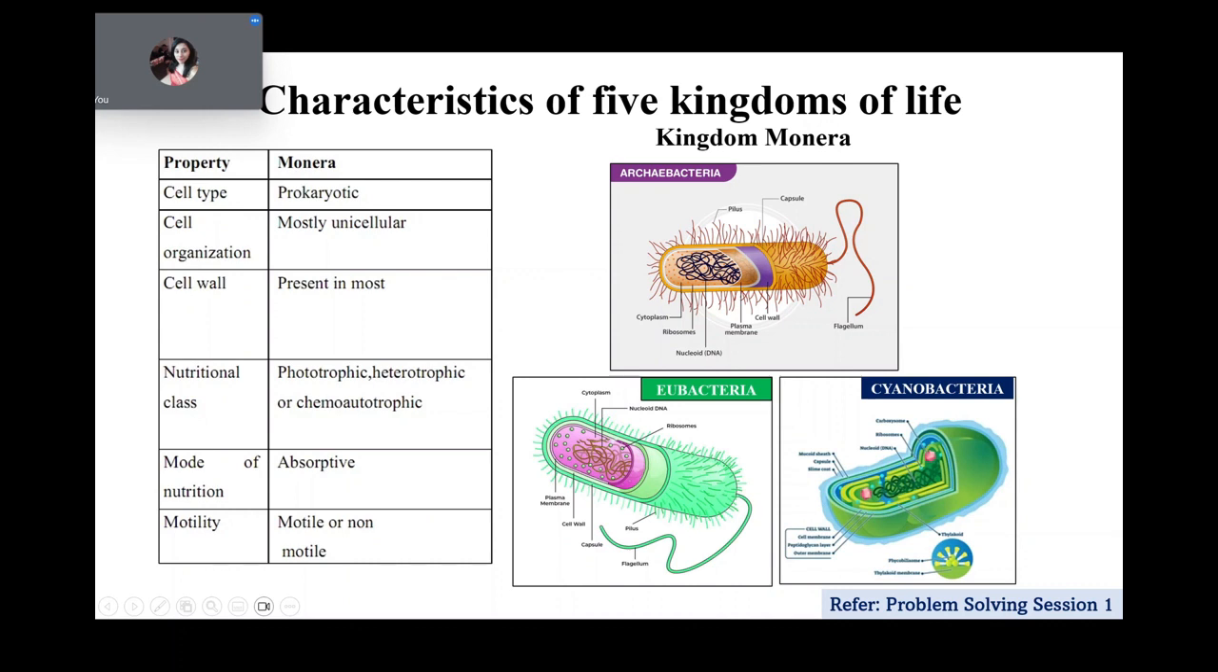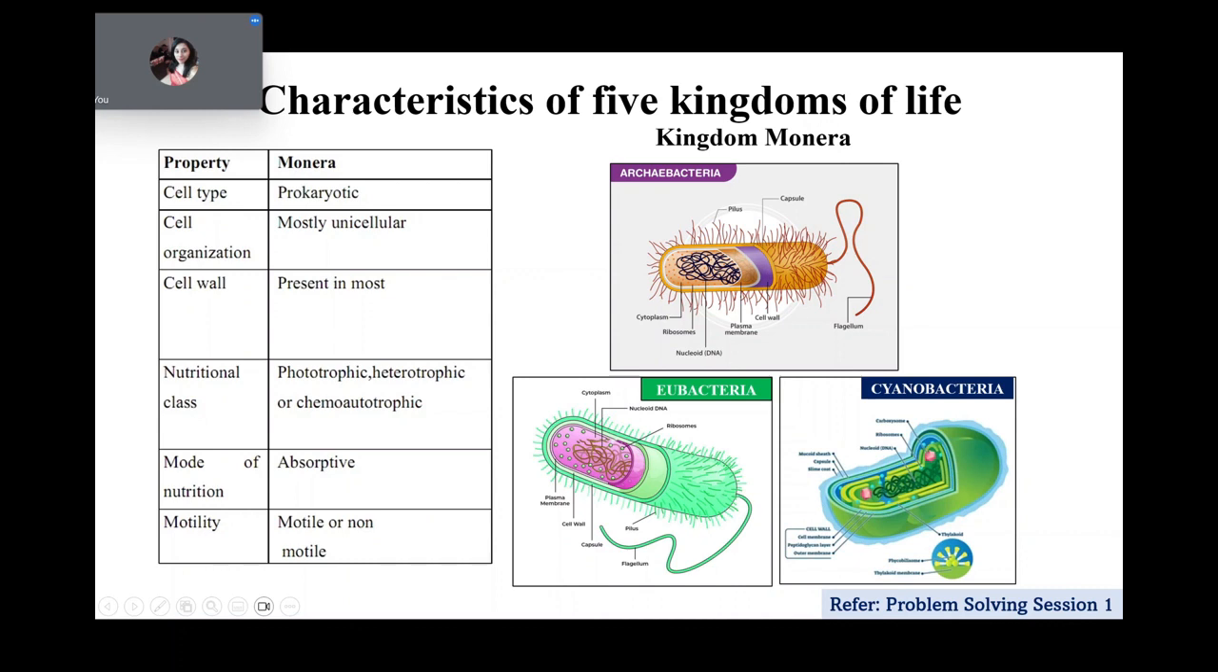So in kingdom Monera as well, you have three further classification. You have Archaebacteria, Eubacteria, and Cyanobacteria. Eubacteria are the bacteria that you generally study of the microorganisms, and their cellular structure is as such. So they have ribosomes and cytoplasm and a nucleoid DNA. So the main characteristic of these bacteria are that they do not have a well-defined nucleus or a nuclear membrane.